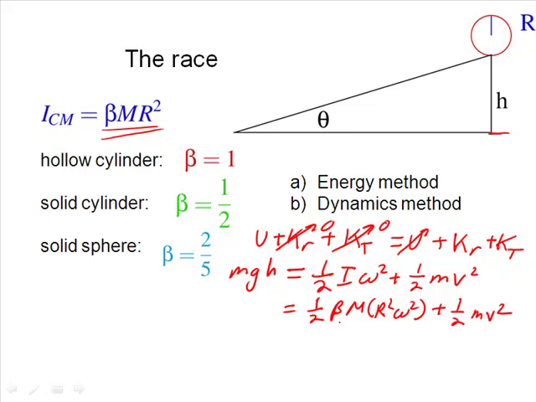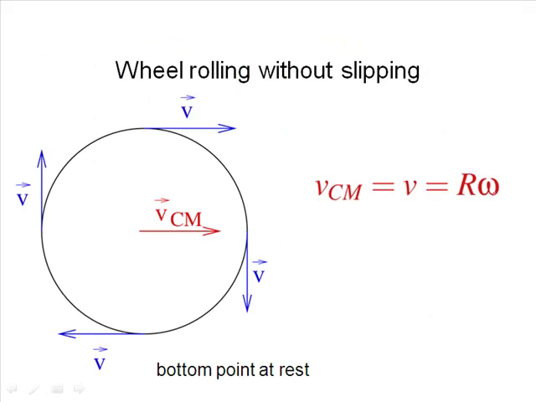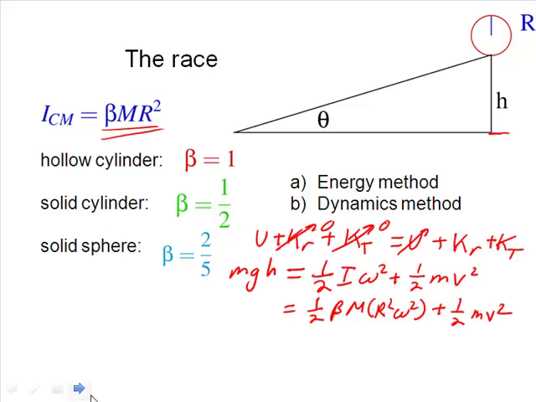And looking at this beta here, this m should be the same as that m. Beta just tells us what kind of an object it is. And r squared omega squared, we just learned r omega is the same as v center of mass. So what I get, I can first cancel out all the m's. And I get gh is equal to 1/2 (beta plus 1), beta from here, 1 from there, v squared.